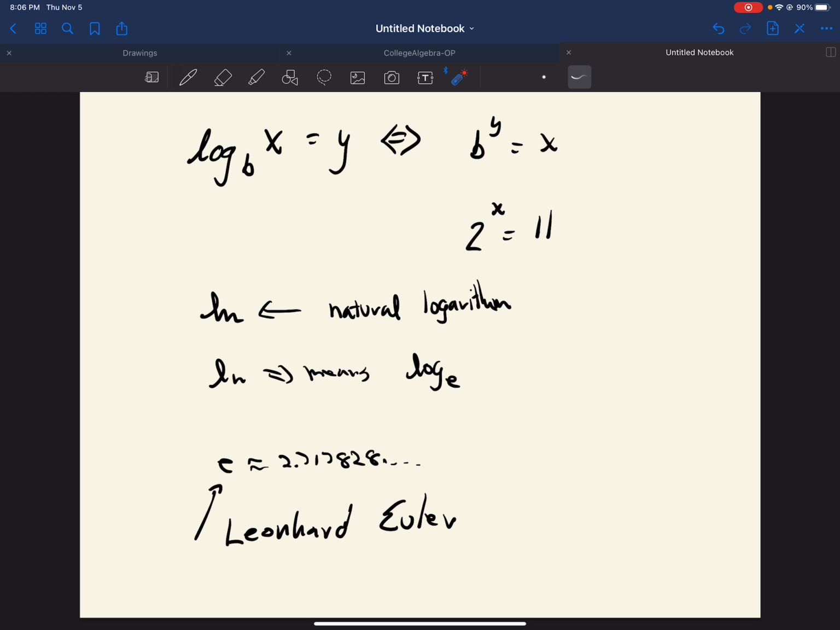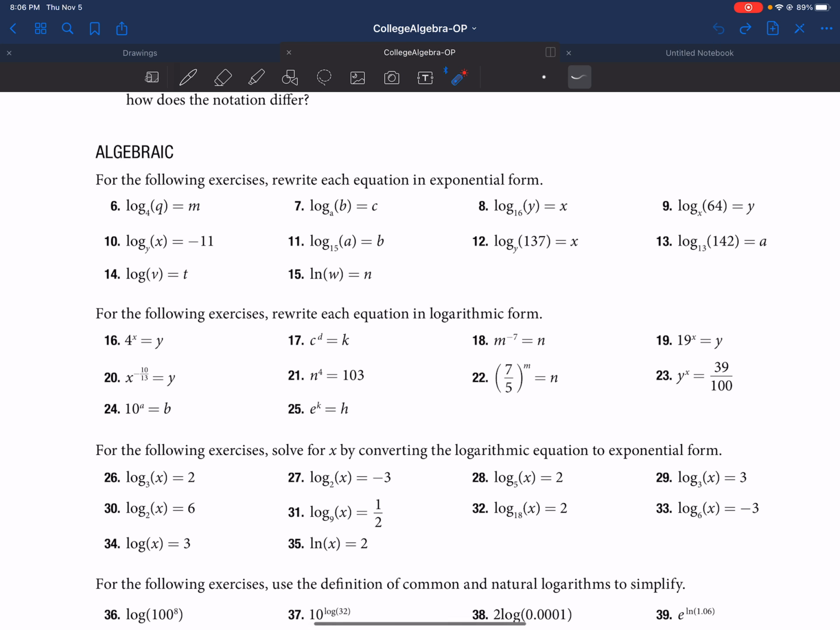So, anyway, the ln means log base e. And so, when you see something like this, there's an e down there, and it would be e to the n equals w. So there we've done 6, 8, 10, 12, and 14, all of the evens, and you have the odds. And it's just that to that equals that. E to that equals that. And so, anyway, these down here go the other way.